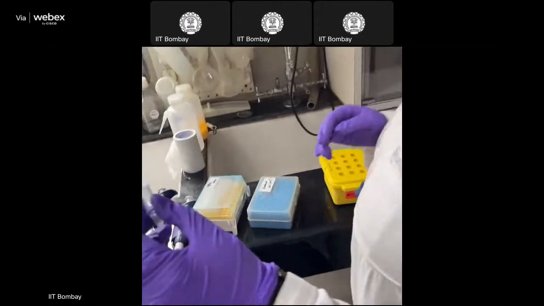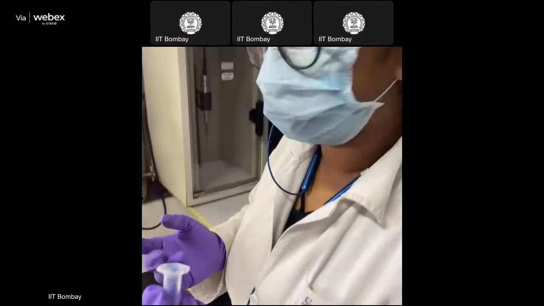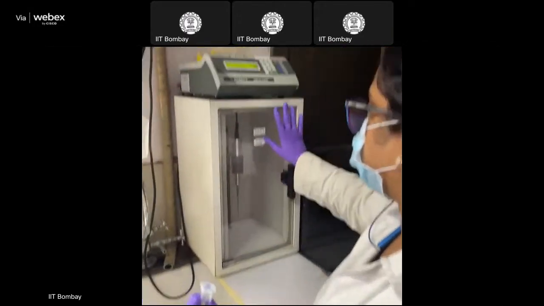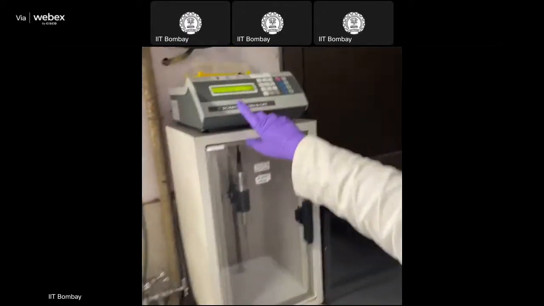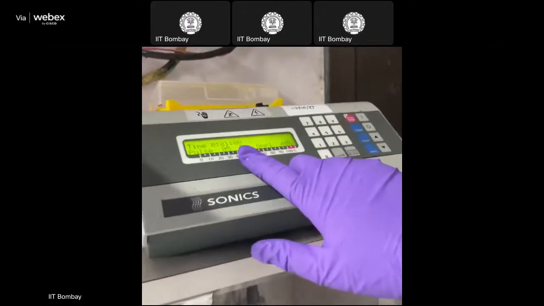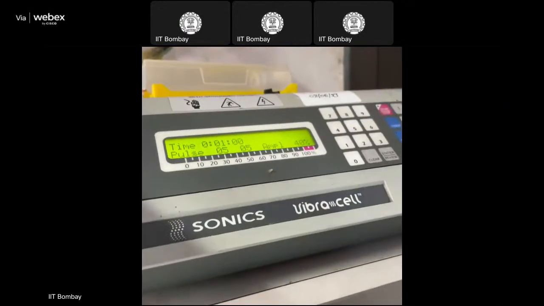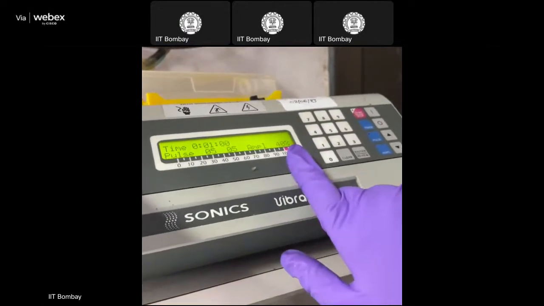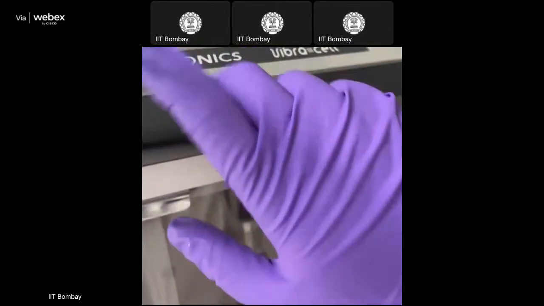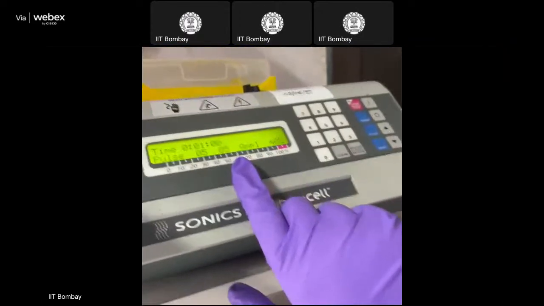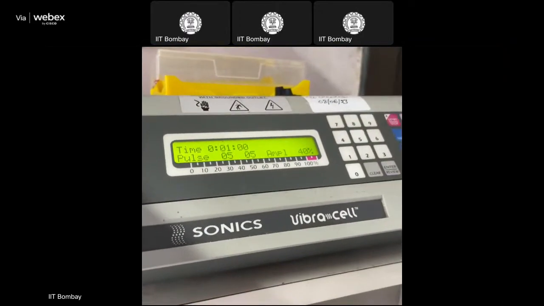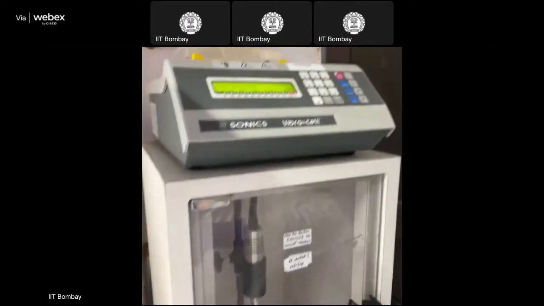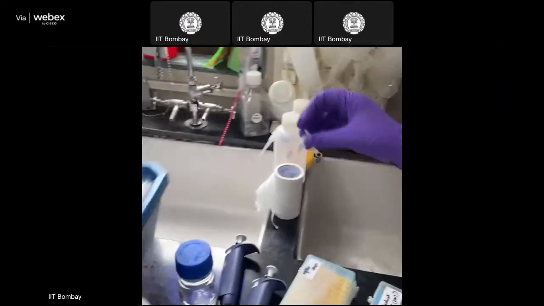Then what we are using for the lysis here is the sonication method. So here this is the sonicator. I have set up the sonicator for 1 minute, and the amplitude is 40%. And the pulse is 5 seconds on and 5 seconds off, because if it does continuous pulsing, then the protein can be degraded.